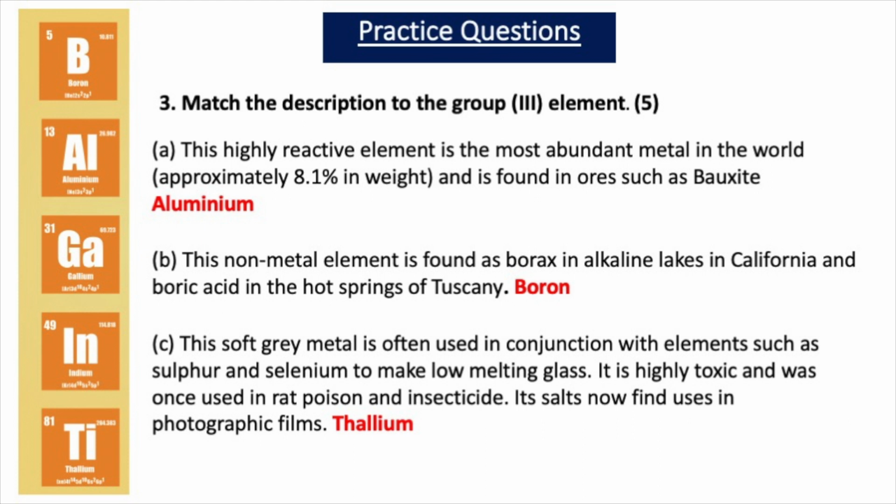Now for B, this non-metal element is found as borax in alkaline lakes in California and boric acid in the hot springs of Tuscany. Well, the element is boron, 1 mark for that. Now for C, it says this soft grey metal is often used in conjunction with elements such as sulfur and selenium to make low melting glass. It is highly toxic and was once used in rat poison and insecticide. Its salts now find uses in photographic films. The element is thallium. 1 mark for that.